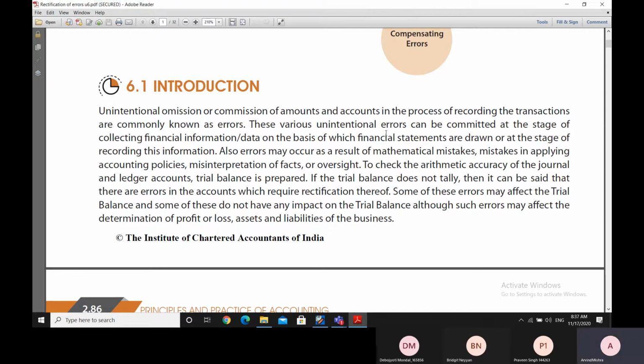Now these unintentional errors can be committed while we are collecting financial information on the basis of which the financial statements are being drawn, or also while recording the information, both at the collection and the recording stage. Maybe we are not collecting the correct information, that is why the error is creeping into the accounts, or otherwise we are not recording them correctly. Errors may also result due to mathematical mistakes, or mistakes in accounting policy implementation, or in interpreting the facts, or there may be error of oversight. We have overlooked something and therefore we have missed out something, and that is why the error has crept in.